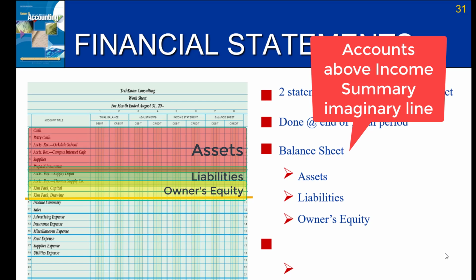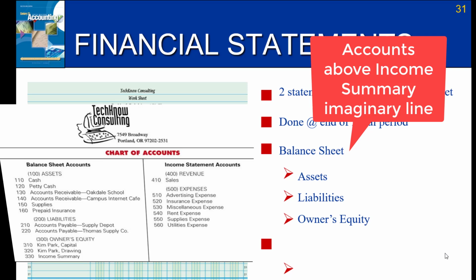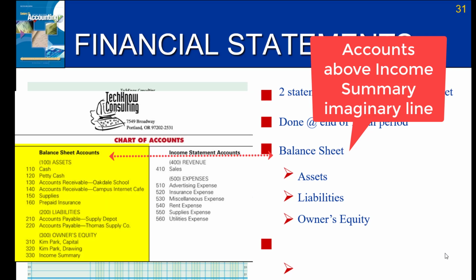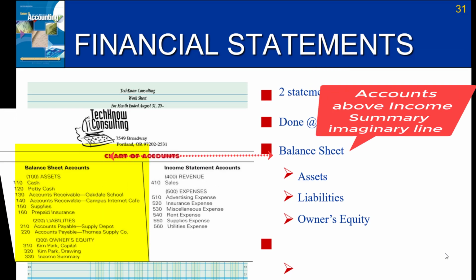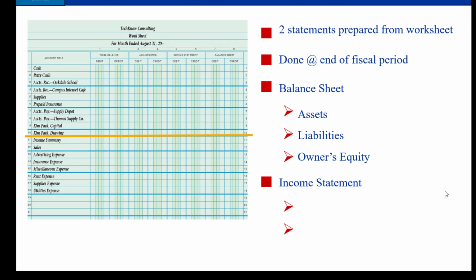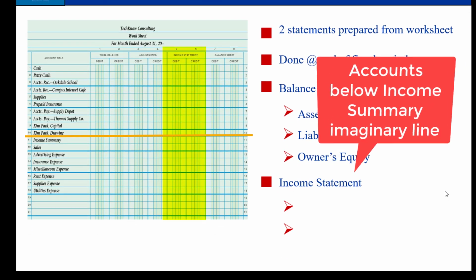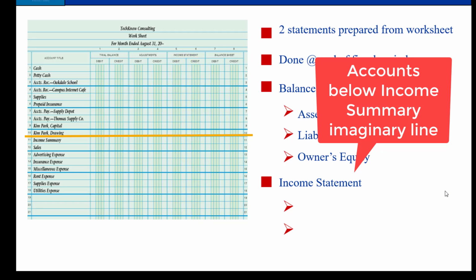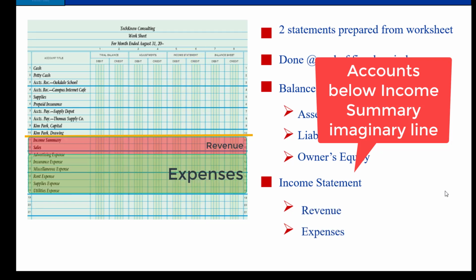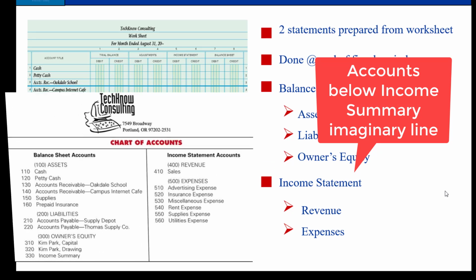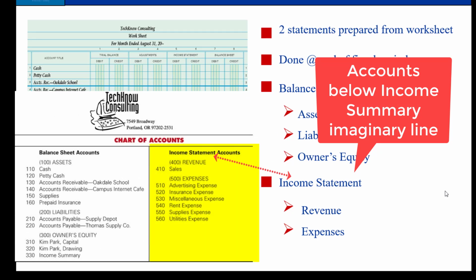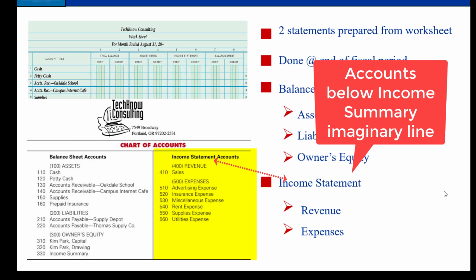and our owner's equity. Those are the things that go on the balance sheet, and again, these are also the accounts listed on the chart of accounts that go on the balance sheet as well. Then we'll extend the income statement, and those are everything below the imaginary income summary line. So it's our revenue, which is sales, and all of our expense accounts. Again, these are also shown on the chart of accounts underneath the income statement side.